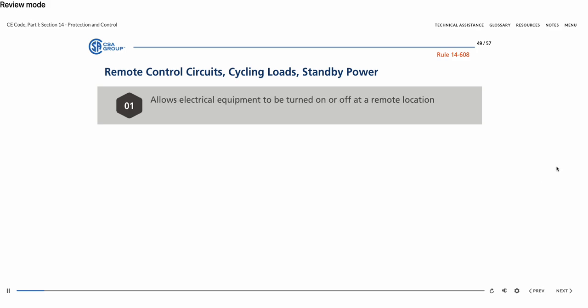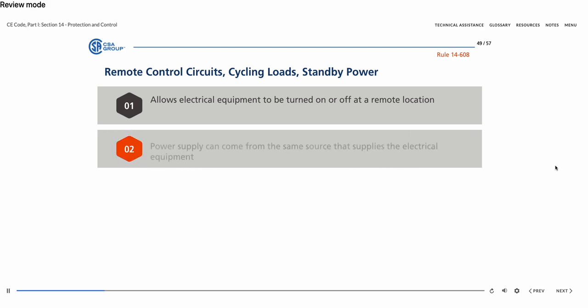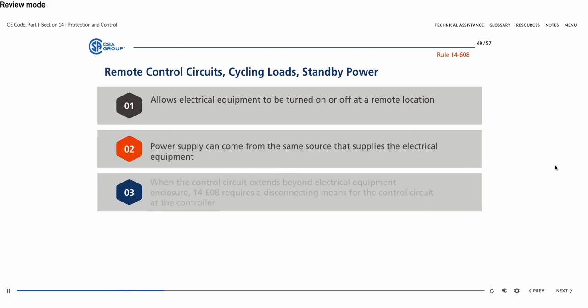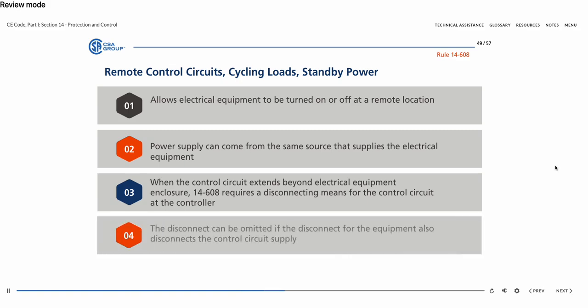A remote control circuit allows electrical equipment to be turned on or off at a remote location. The power supply can come from the same source that supplies the electrical equipment. When the control circuit extends beyond the electrical equipment enclosure, 14-608 requires a disconnecting means for the control circuit at the controller. This disconnect is not necessary if the equipment disconnect also disconnects the control circuit supply. This can be accomplished by connecting to the load side of the equipment disconnect. They must have a way to be disconnected, unless the controller also disconnects the control circuit.